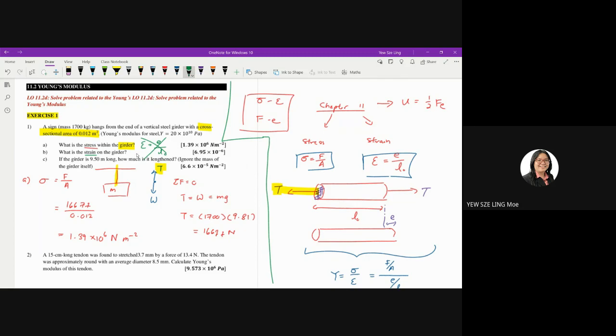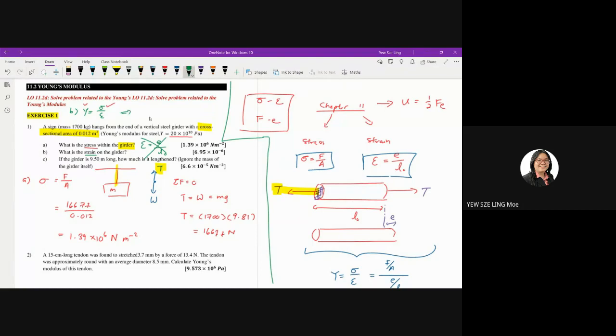Other than epsilon equals e over L naught, another equation that can be used is Y equals sigma over epsilon. So can we use this equation? Now try to think. Do we have Young modulus? Yes, we do. Young modulus is given, which is 20 times 10 to the power of 10. Then do we have a stress? Yes, we do as well, because we already calculated it in question A. All right, which means this equation can be used to solve question B.